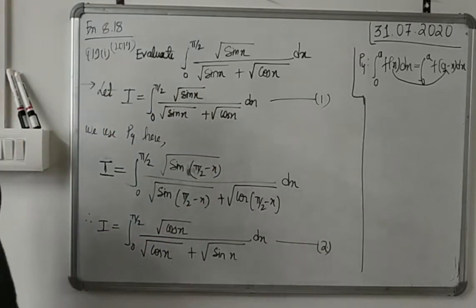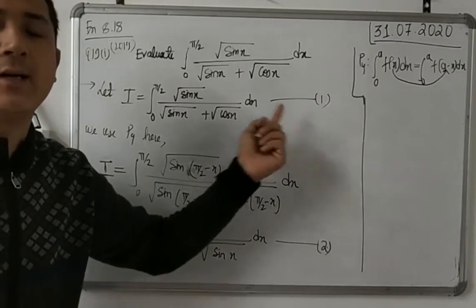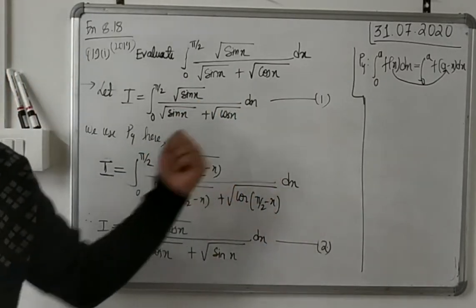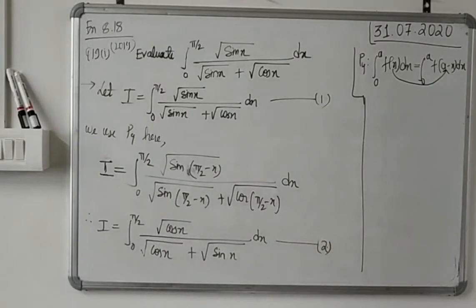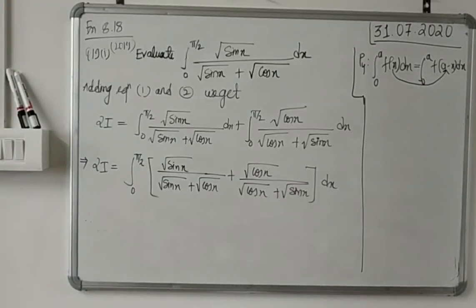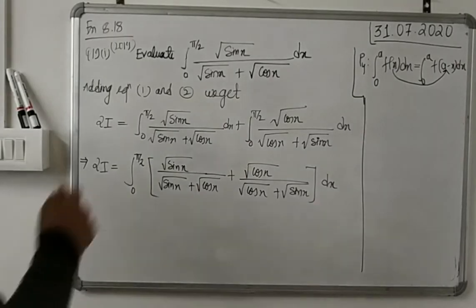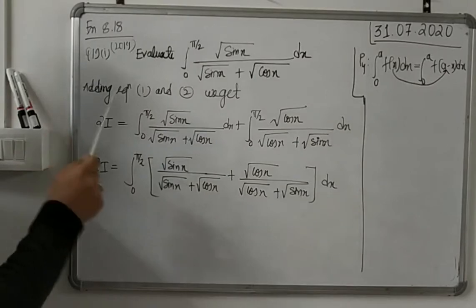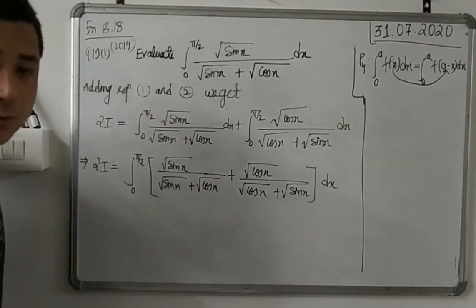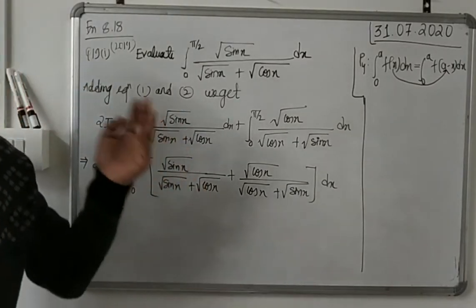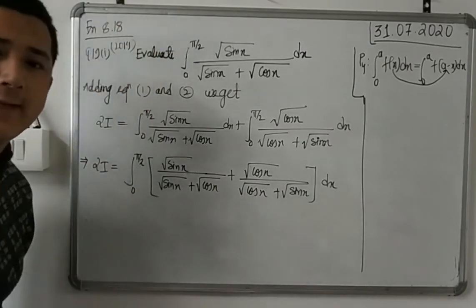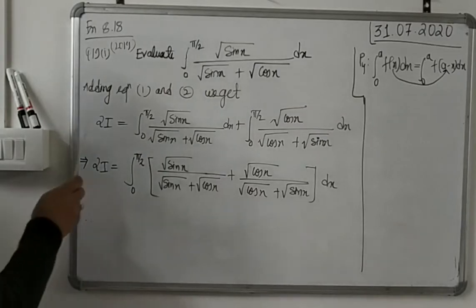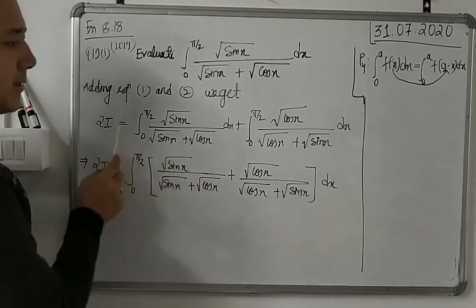Now what we'll do is we always have to add equation number 1 and equation number 2. So adding equation 1 and 2. Pause the video and write down adding equation 1, equation 2. Now I hope you know what is equation number 1 and equation number 2. Now when we add equation 1 and 2, left hand side goes with left hand side, right hand side with right hand side. So on the left hand side we have I, so I plus I becomes 2I, and right hand side plus right hand side.